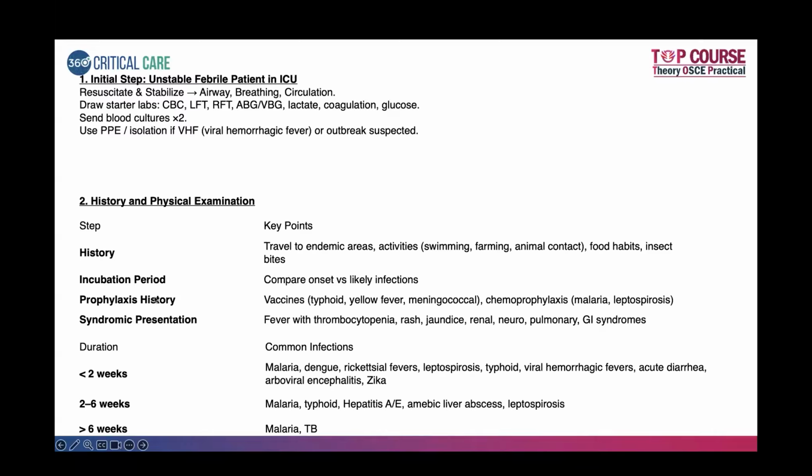With regard to the incubation period and the syndromic presentation, if it is less than 2 weeks, the commonest infections you need to look into are malaria, dengue, rickettsial fevers, leptospirosis, typhoid, viral hemorrhagic fevers, diarrhea, arboviral encephalitis, and Zika virus. Whereas if it is 2 to 6 weeks, then it goes into a subacute phase, so malaria, typhoid, hepatitis A and E, amoebic liver abscess or leptospirosis need to be considered. If it is more than 6 weeks, then malaria and TB need to be looked into.